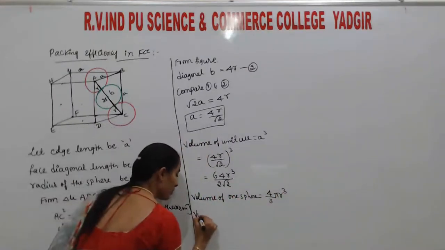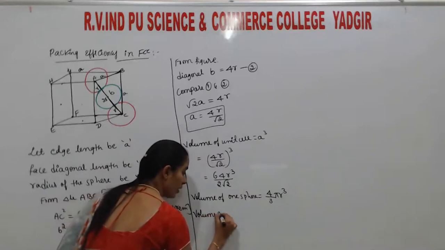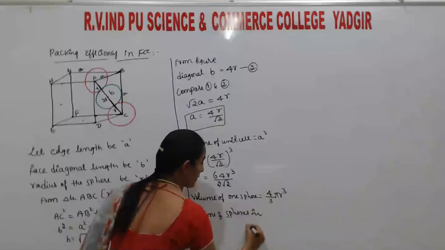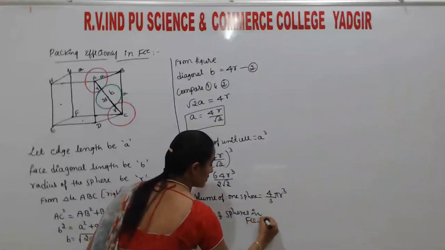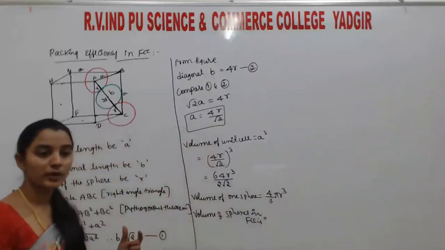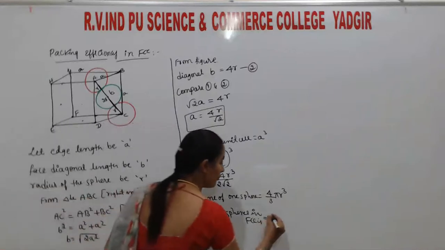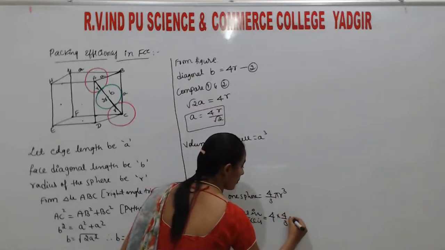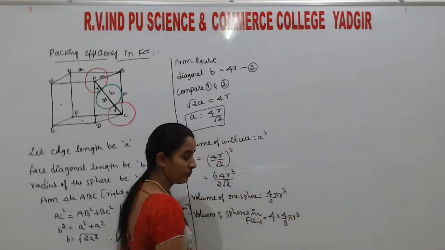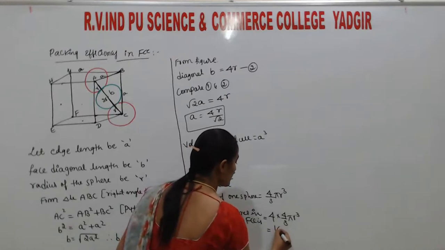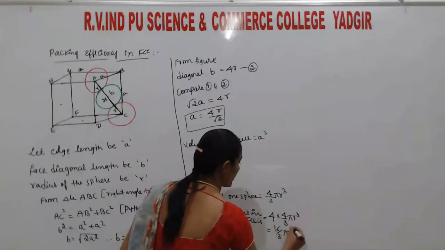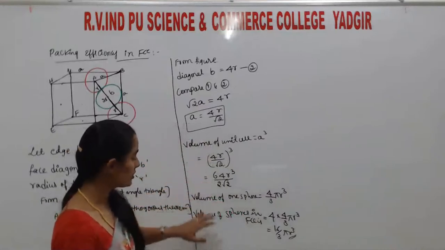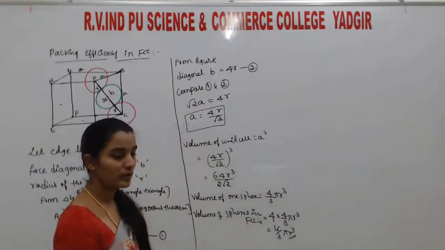Okay, next. Volume of spheres in FCC. So students, the number of atoms per FCC we calculated is 4. Means 4 spheres times 4 by 3 pi r cube, that is 16 by 3 pi r cube. This is the volume of the unit cell. This is the volume of the spheres.